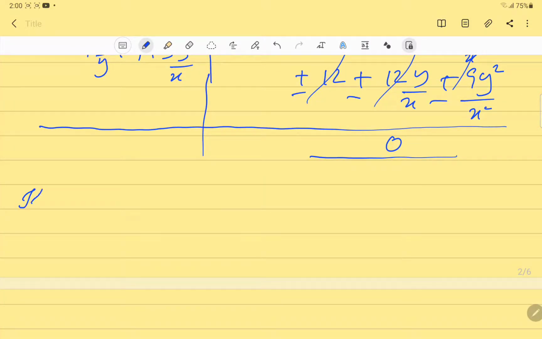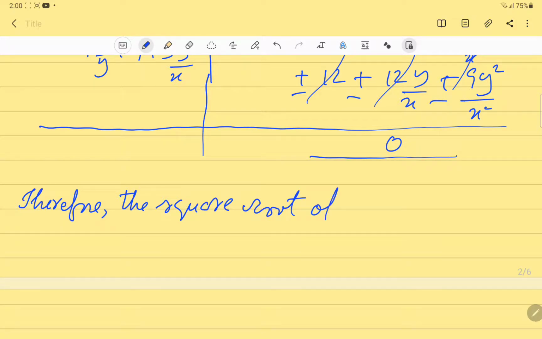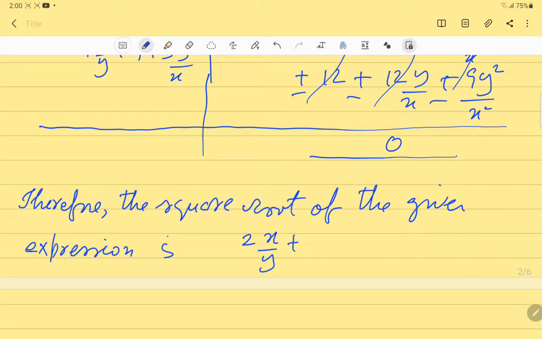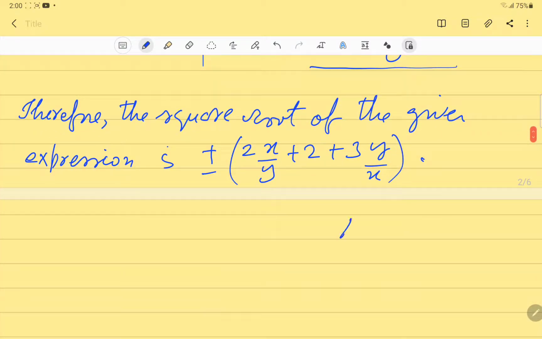Therefore the square root of the given expression is 2x over y plus 2 plus 3y over x, of course with plus minus. So this is our answer.